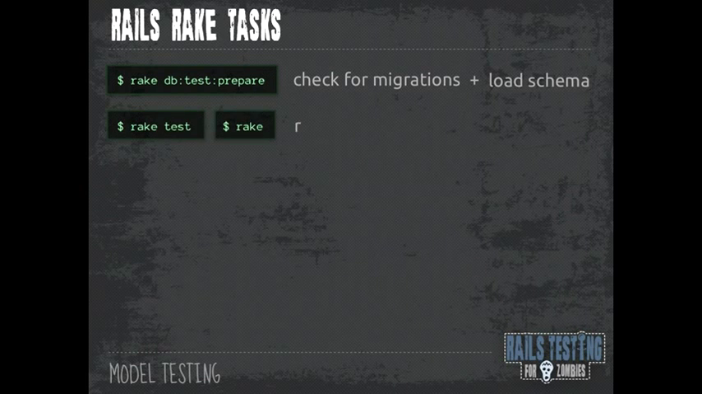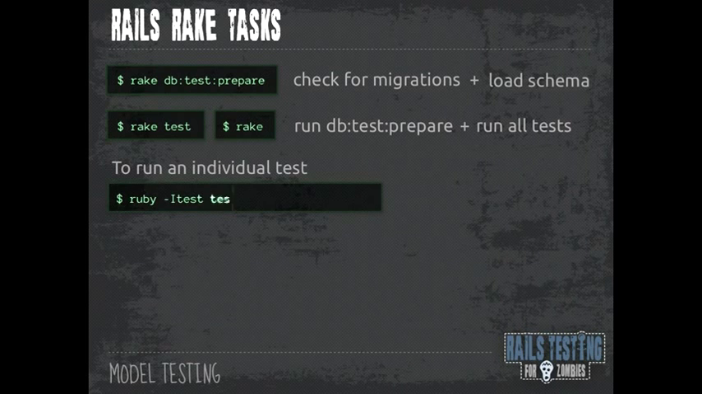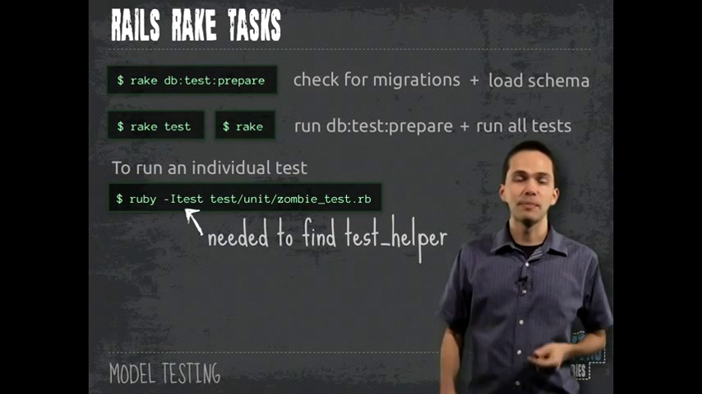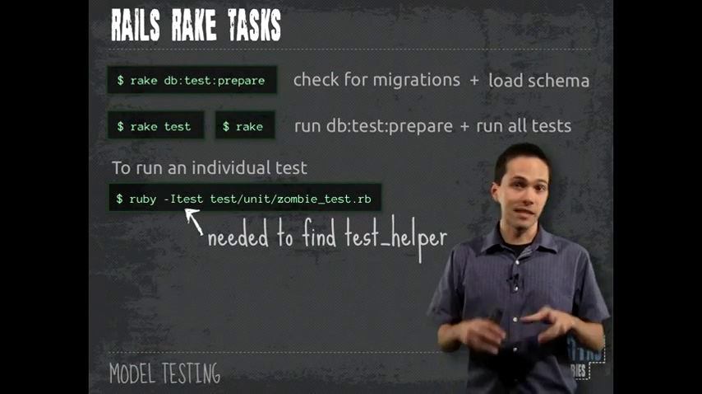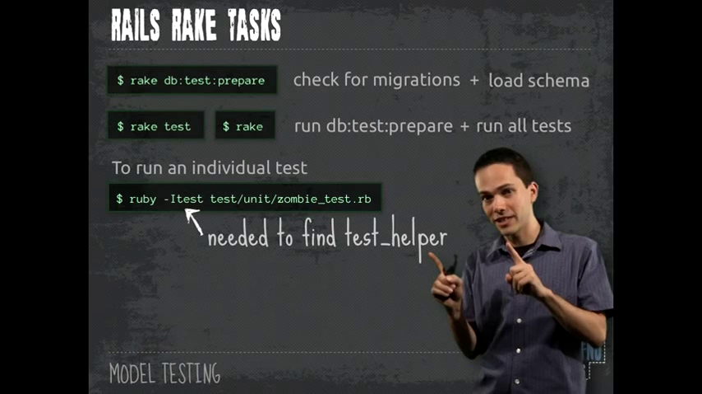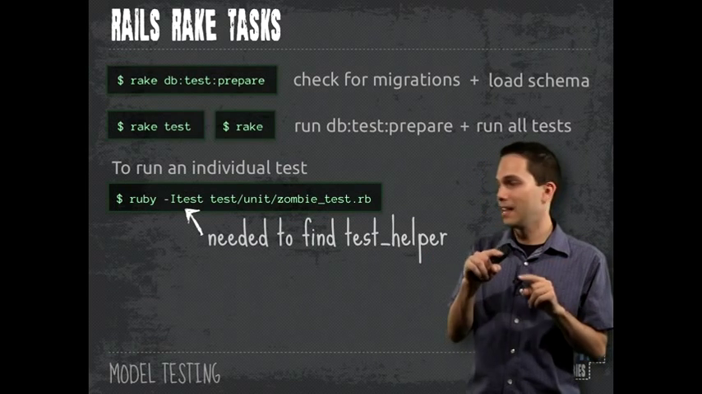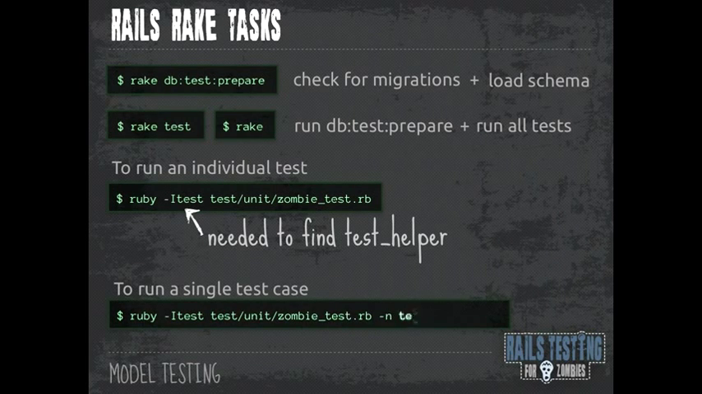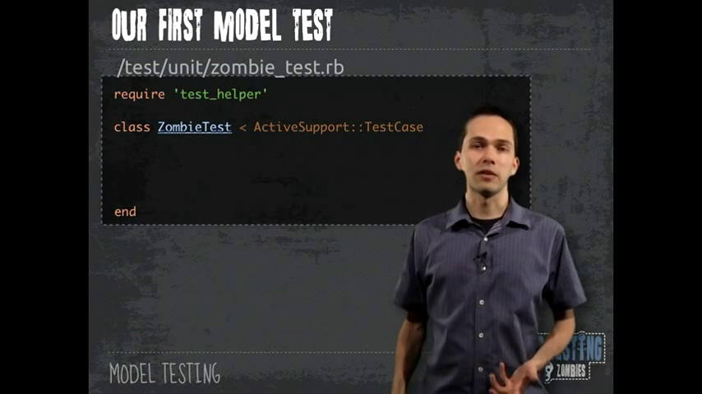A few other commands you should know about. The rake test command, or just rake by default, is going to run db:test:prepare, and then it's going to try to run all of your tests. To run an individual test file, we would simply write this on the command line. You'll notice that we're using the -I again to specify our load path. This is because at the top of that test file, remember, it requires test_helper, and that test_helper is in the test directory. So we need to specify -I test, just like so. To run a single test case, we simply run that same command and then -n and then the name of the test.